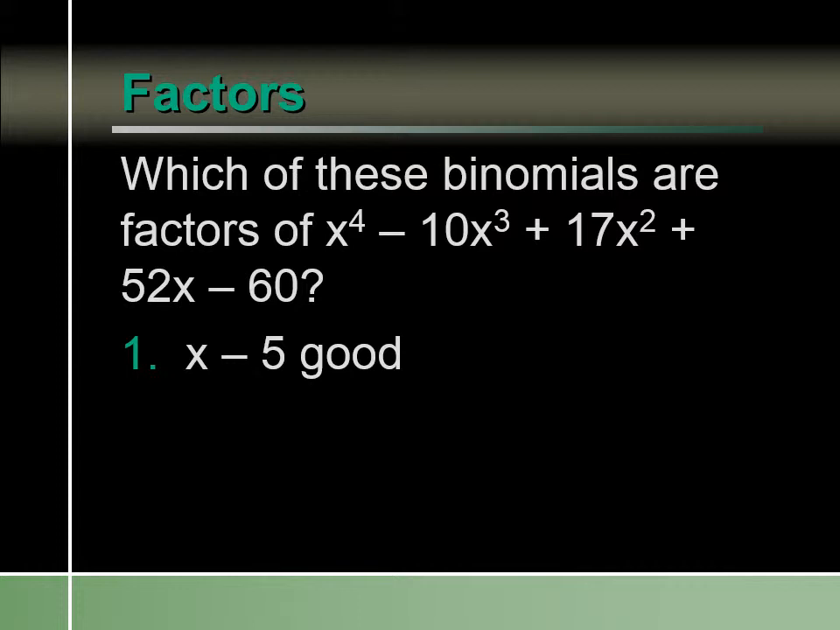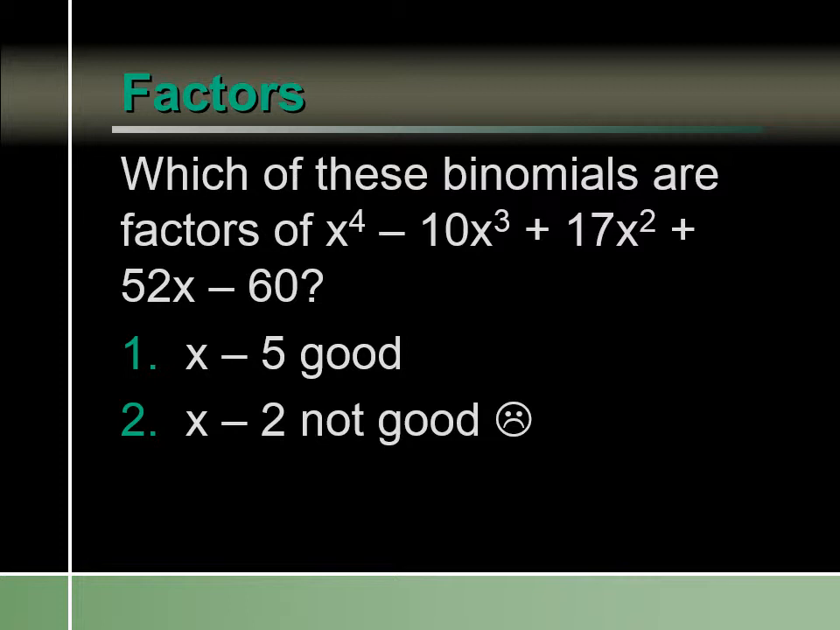We now know that in order for x minus 5 to be a factor, we have to evaluate our a value, which here is 5, in our polynomial. And if we get 0, then the binomial is a factor. So 5 to the 4th power minus 10 times 5 to the 3rd power plus 17 times 5 to the 2nd power plus 52 times 5 minus 60. That got us to 0, which means that x minus 5 is a factor.